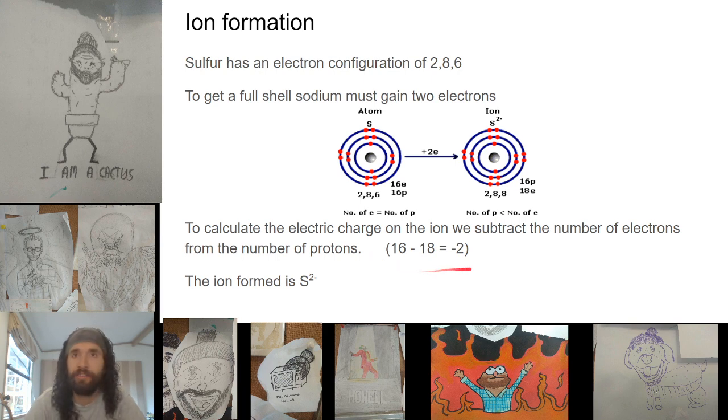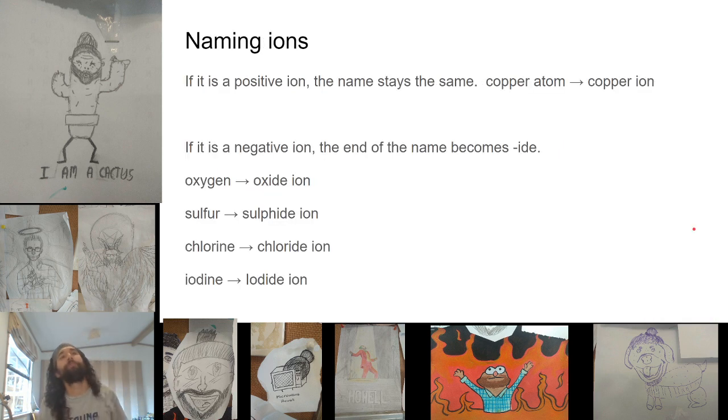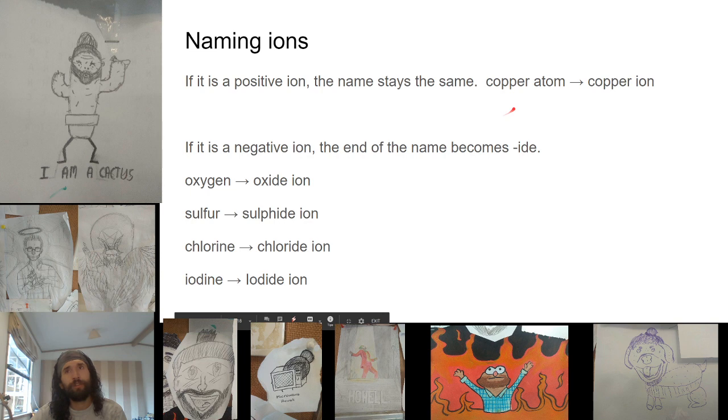Alright, so what we're going to look at today is starting off with naming ions. So an ion, when it gains or loses electrons, if it is a positive ion, which means it has lost electrons, it stays the same name. So a copper atom, when it loses electrons, is now called a copper ion.